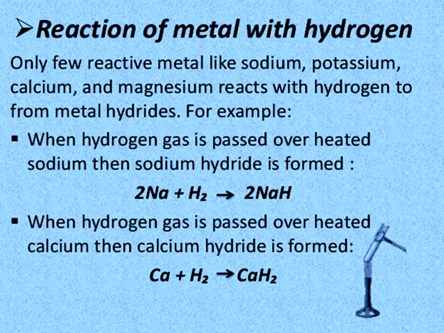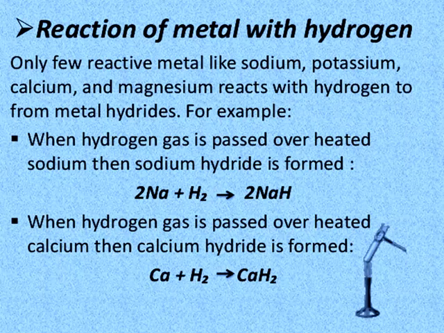The next, reaction of metal with hydrogen. Metals generally do not react with hydrogen because metals form compounds by losing electrons which are to be accepted by other elements. And hydrogen also forms compounds by losing electrons or by sharing of electrons. So normally a hydrogen atom does not accept the electrons given by a metal atom to form a compound.